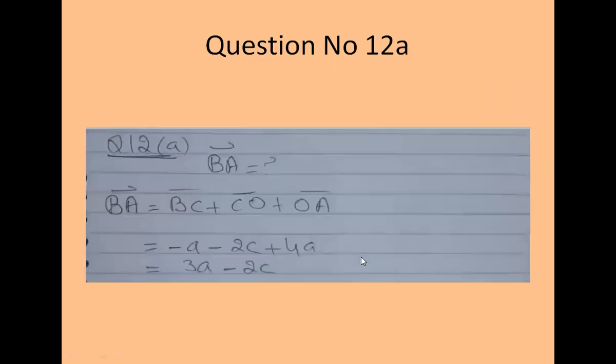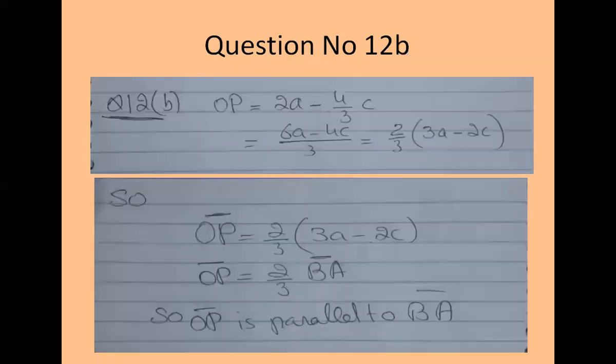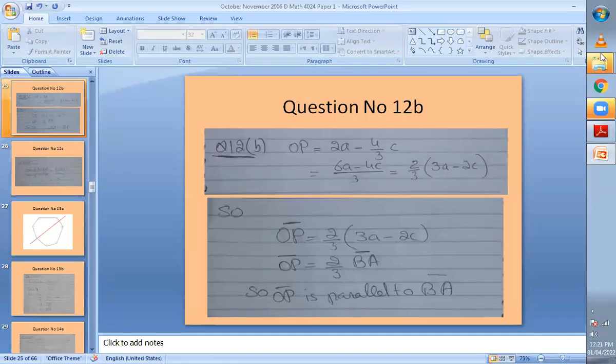And we have already done in the previous question that BA is 3A minus 2C. So in place of 3A minus 2C, I will write BA. So you can see that we have found that OP is 2 by 3 times BA. So that shows that OP and BA are parallel, because their basic vector is the same. So OP is parallel to BA. Hopefully you understand how we have done this.